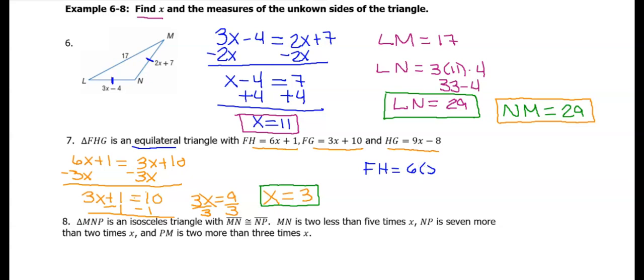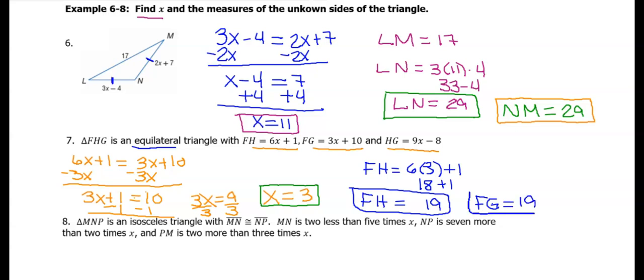My pen's not working very well today. That's a 3. Okay. So that's 18 plus 1, which is going to be 19. So now I can say FH equals 19, which means FG is also going to be 19. And finally, HG will be 19 since it's equilateral. They all have to be the same amount.